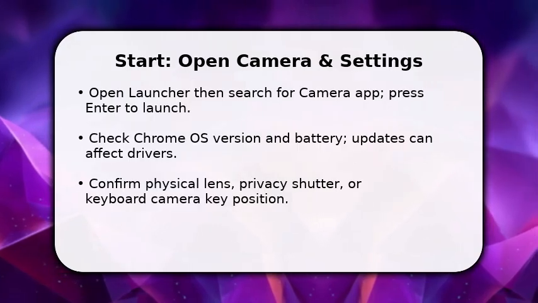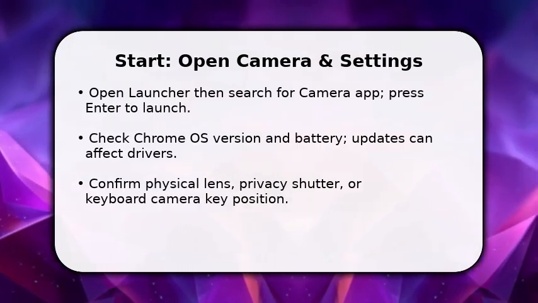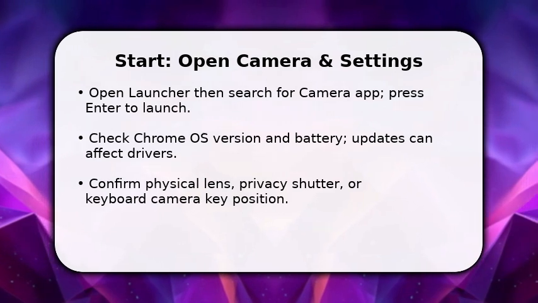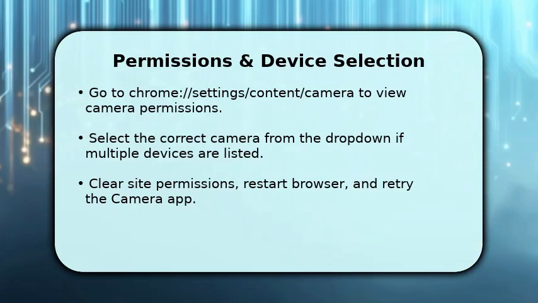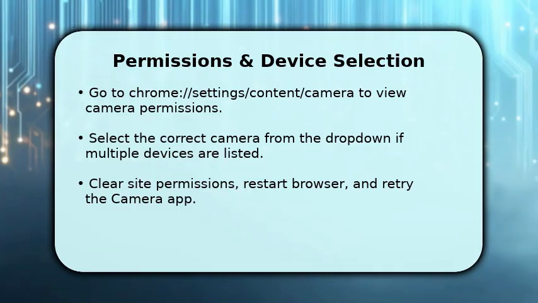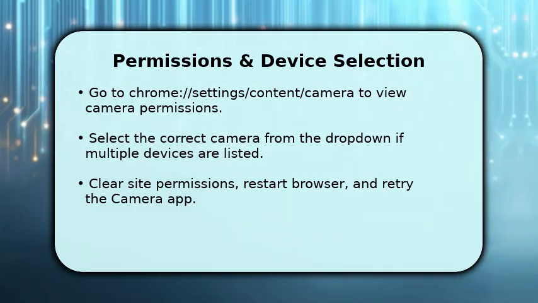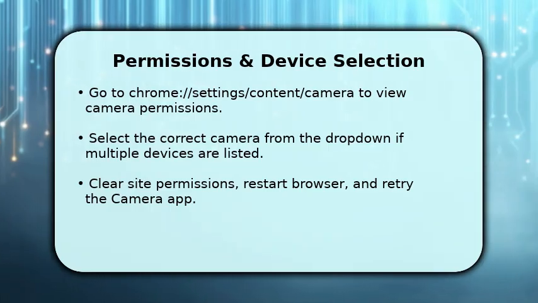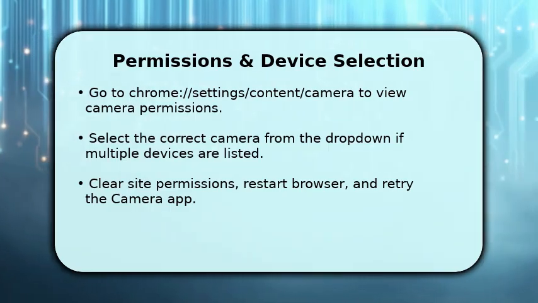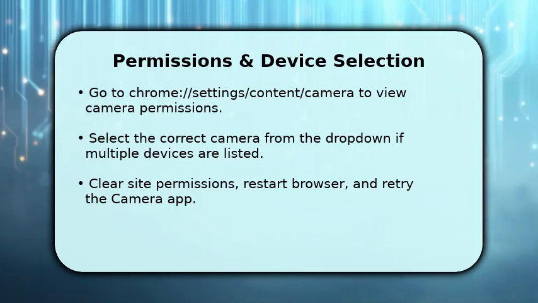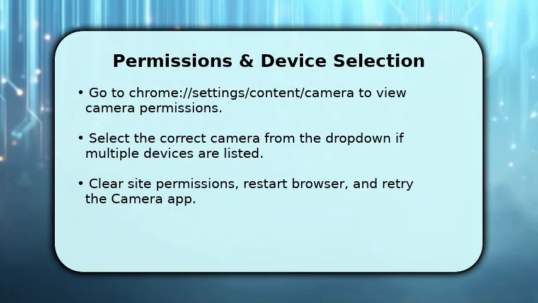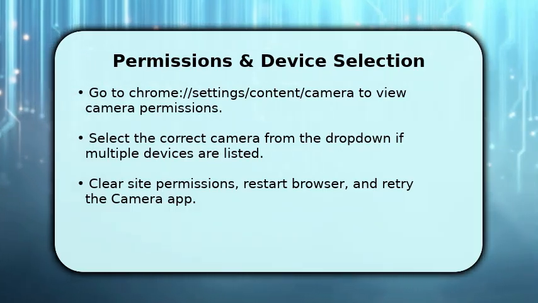Now proceed to app-level permission checks to make the camera available to sites and apps. Next, you need to confirm Chrome OS is giving apps access. Navigate to Chrome://settings/content/camera, and see which sites are allowed or blocked. Make sure you select the correct device from the camera dropdown if an internal and external camera show up. The wrong choice makes the image go black.